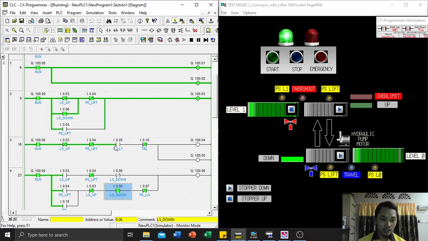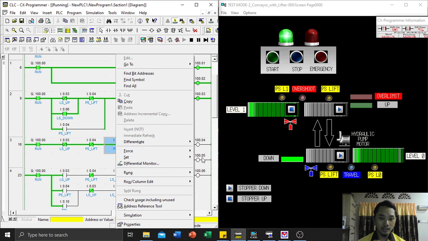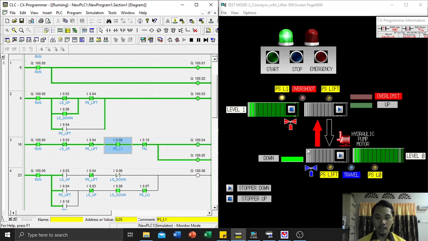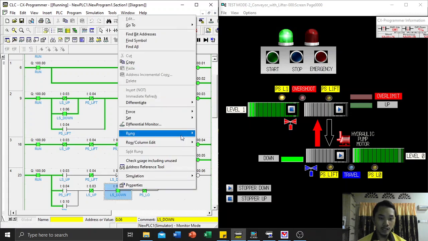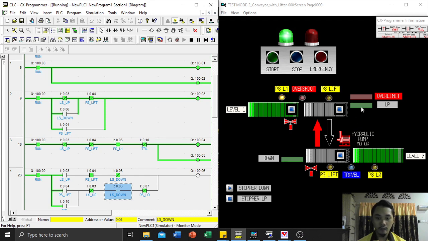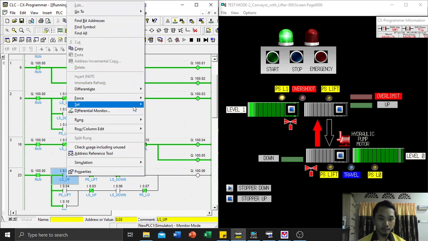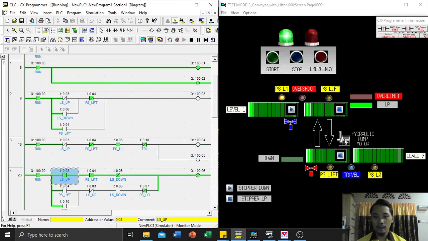If the presence sensor at level 1 detects the load, we can see the hydraulic pump motor turning red, which means running, and the valve also turns red, which means the table lift will go up. When the table lift is going up, we can see the limit switch for down will not be activated anymore. After the table lift activates the limit switch up, the hydraulic pump motor and the valve for lifter up will turn off.